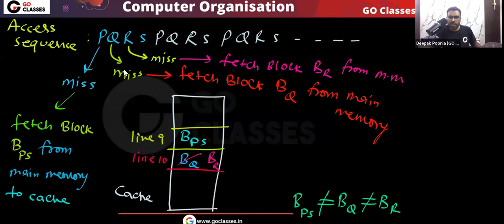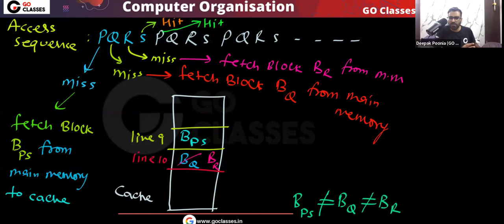Okay, very simple. Now tell me, what about S? When the program is accessing the word S, is there a hit or a miss? There is a hit, because the block containing S is in the cache memory. So this is a hit. Very simple. What about P? When the program is accessing word P, is this a hit or miss? Yes, this is a hit, because the block containing P is already in the cache. So this is also a hit. That's it.